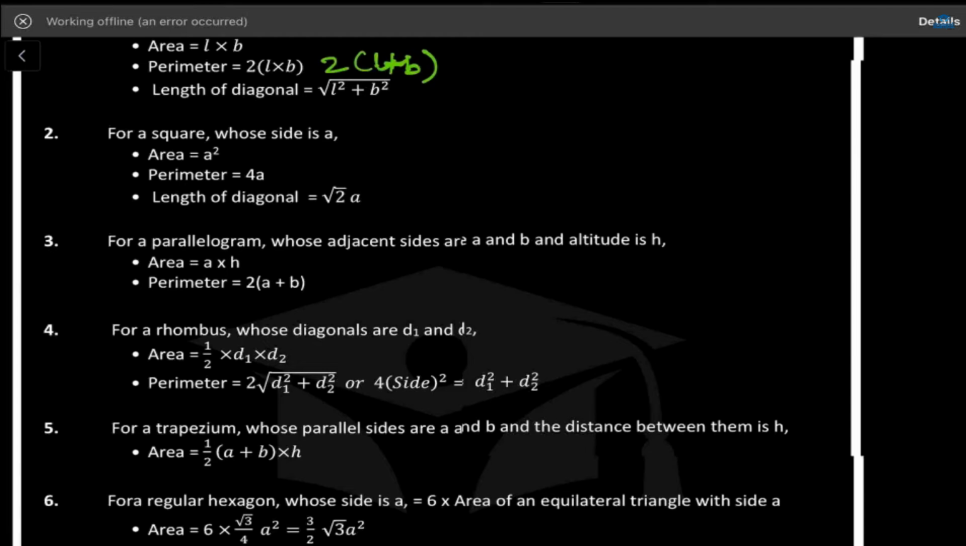Okay, so that will be 4A, and the length of the diagonal will be root 2A. Now for a parallelogram, we have talked about the rectangle, we have talked about the square.